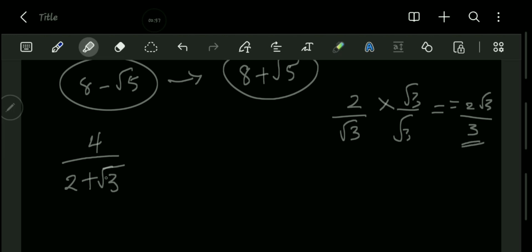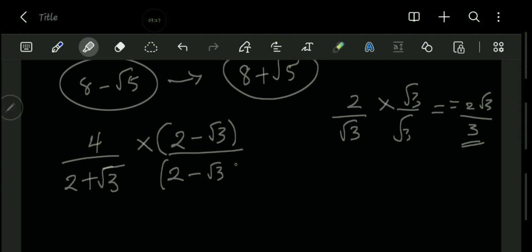But in this case, it's not a single number, it's a binomial surd. That is, there are 2 terms here. Are you paying attention now? So I'm going to multiply both up and down of this question by the conjugate, and we know that the conjugate of this surd here is 2 minus surd 3. Is that not true? That's the conjugate of this. So I'm going to use that conjugate to multiply both up and down. I'm going to have 2 minus surd 3 all over 2 minus surd 3.